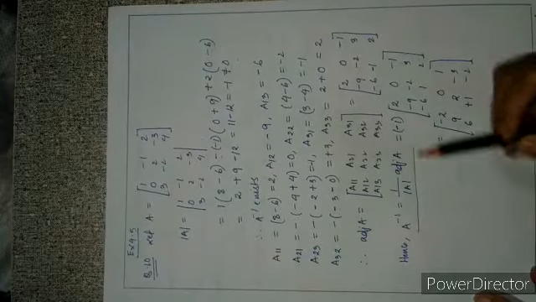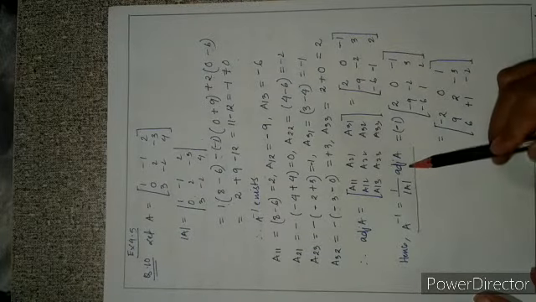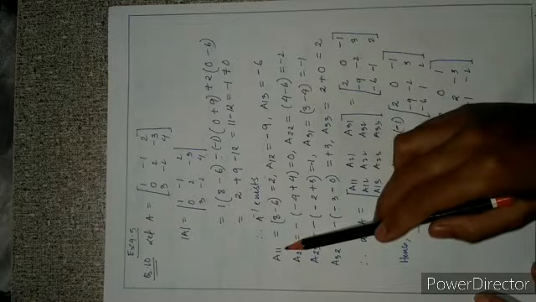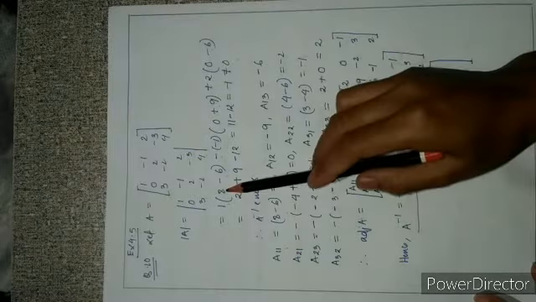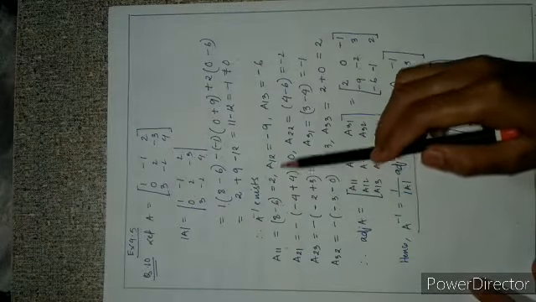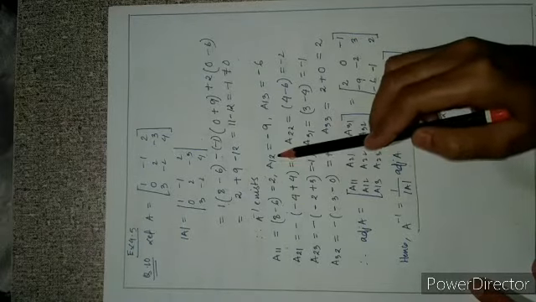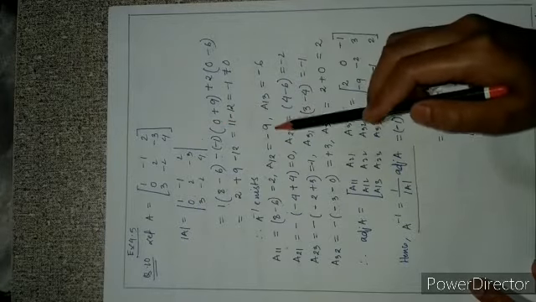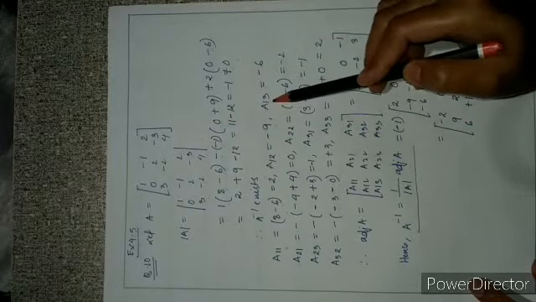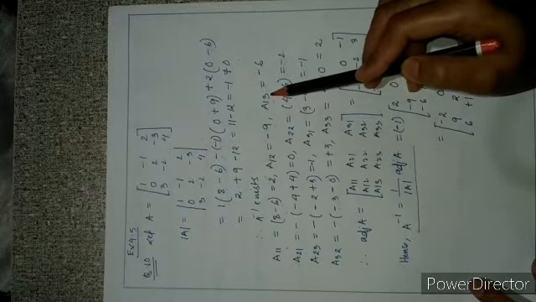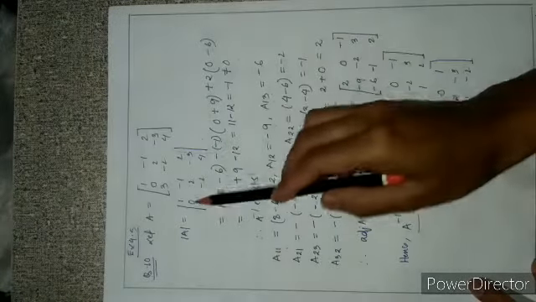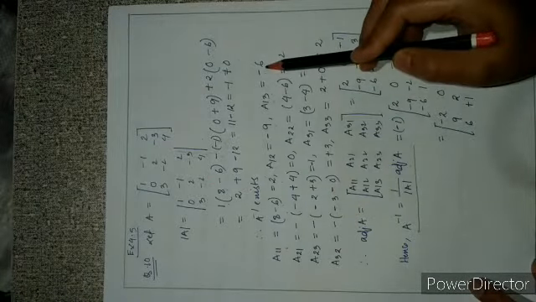A inverse is given by 1 by determinant of A into adjoint A. For this, we need the cofactors. Here cofactor A11 is equal to 8 minus 6 plus 2. Then cofactor A12: 2 plus 1 is equal to 3, so there should be a minus sign. Since 0 plus 9, it is minus 9. Then find cofactor A13. 1 plus 3 is equal to 4, an even number, so take the plus sign. 0 minus 6 gives minus 6.